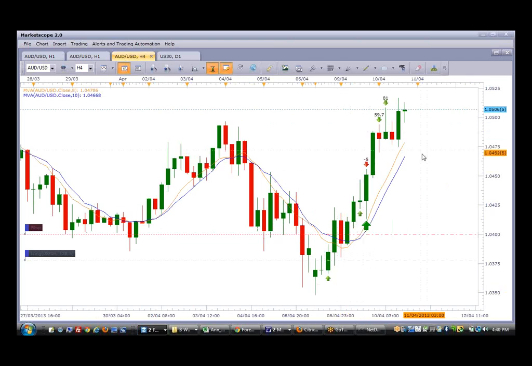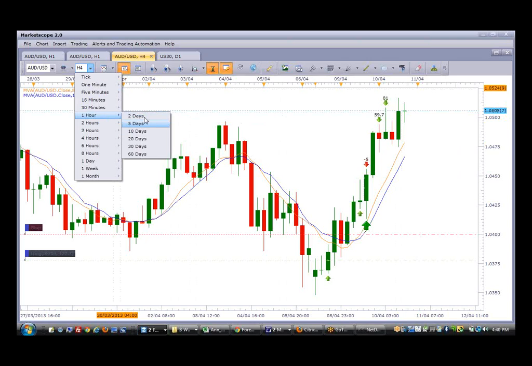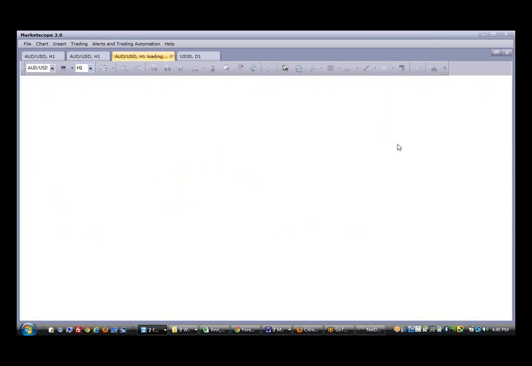Four-hour chart still in play. The setup here is the trigger was this candle right here, and still in play. No exit strategy yet.